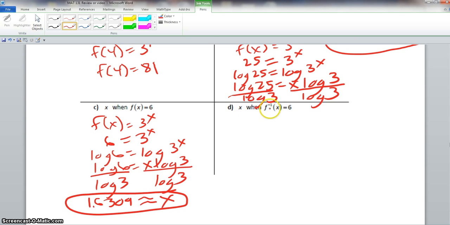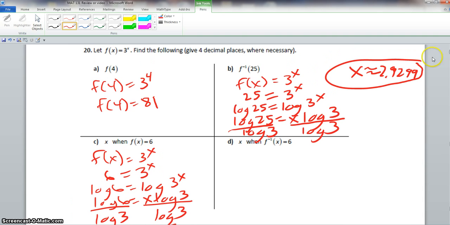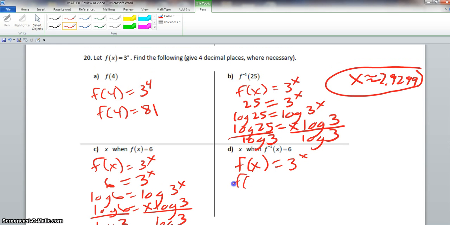Now it says x when f prime of x is equal to 6. So now we got to think about this. When we were up here, this 25 represented what f of x was in the original formula. So we have f inverse of x equals 6. That means that this 6 is actually what your x value is. So we could go back to the original equation. We have f of x is equal to 3 to the x. And so we will have f of 6 is equal to 3 to the 6th power. So f of 6 is equal to 729, which is our final answer.